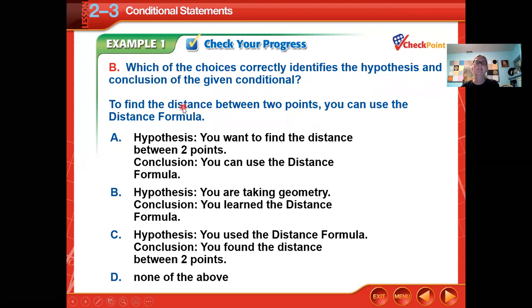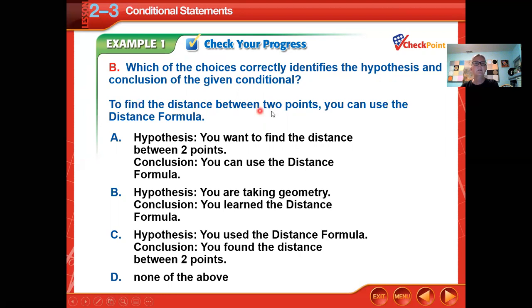Sometimes a sentence doesn't have the words if and then, and you have to think about it and realize which one would have to come first and which one implies the other one. That's why P implies Q is also very helpful. So which of the choices correctly identifies the hypothesis and conclusion of the given conditional? Remember, these are all called conditionals because the condition of the conclusion has to do with the hypothesis happening first.